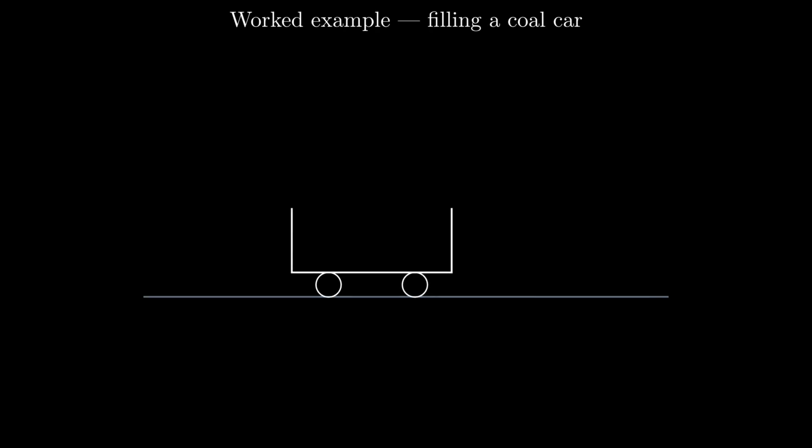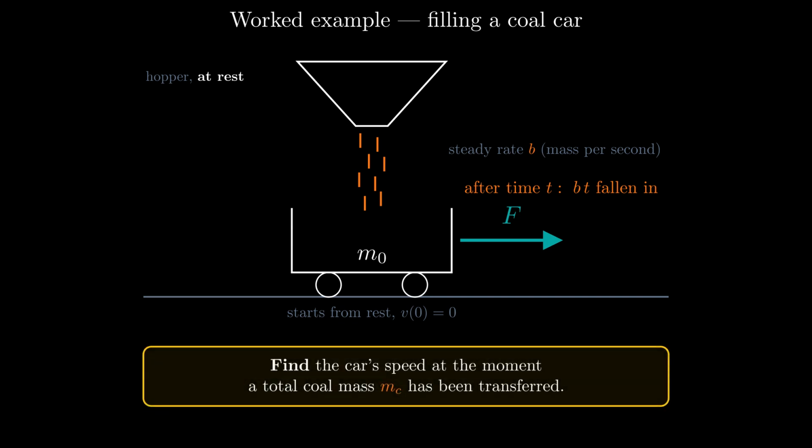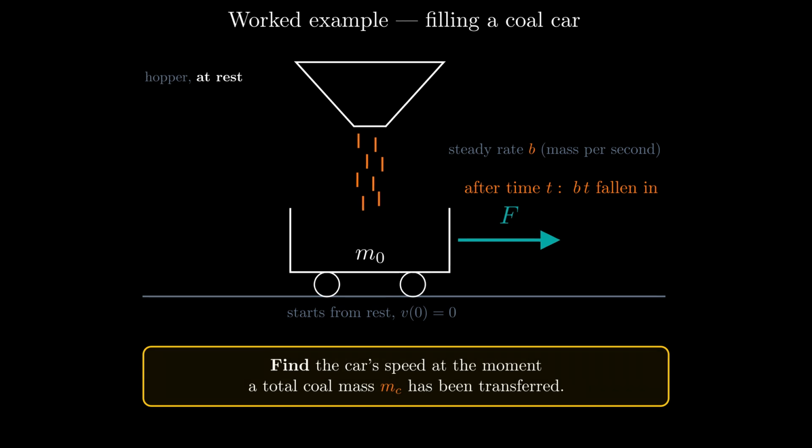Let's put the whole strategy to work on a worked example, filling a coal car. An empty coal car of mass m0 starts from rest, pulled along the track by a constant applied force of magnitude F. At the same instant, coal begins to run into the car from a hopper at rest above the track at a steady rate b. So after a time t, coal mass of b times t has fallen in. Find the car's speed at the moment a total coal mass m_c has been transferred.